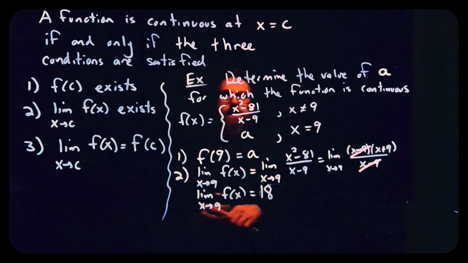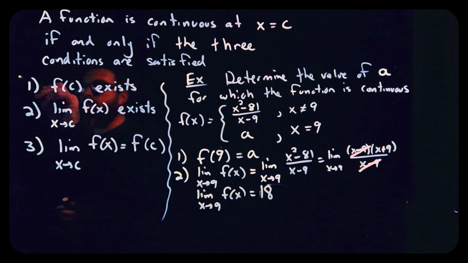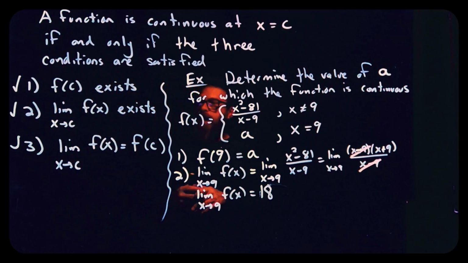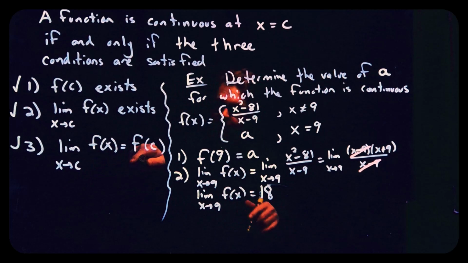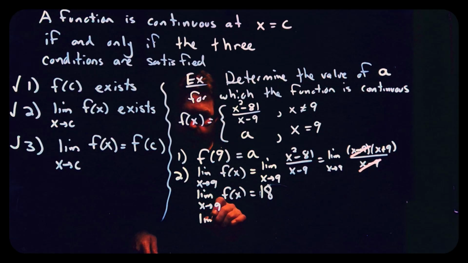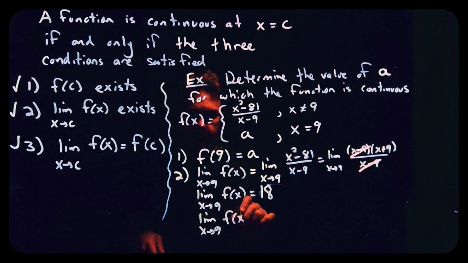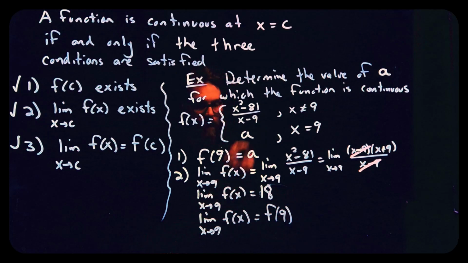Now here comes the very last step. So, boom, we got this one, we got this one. Now I have to figure out that one. Well, the limit as x approaches 9 of f of x better be equal to f of 9.